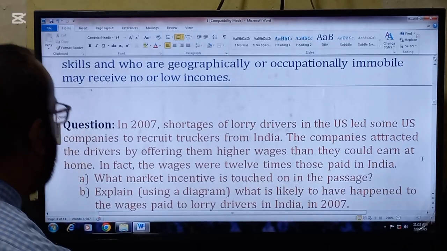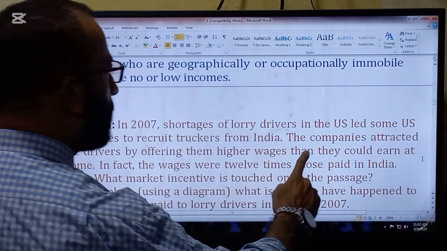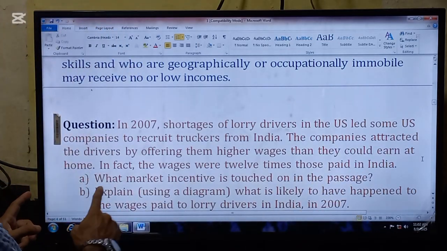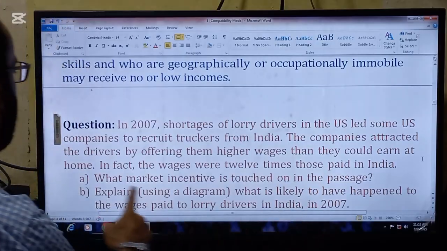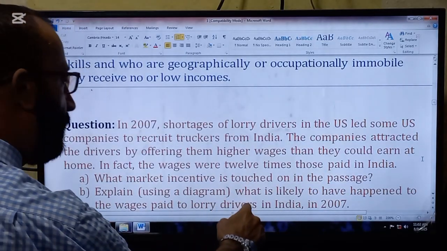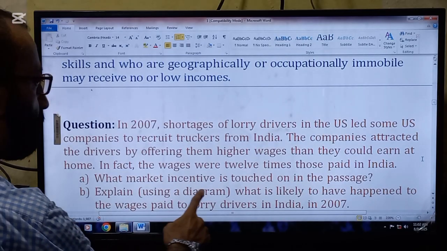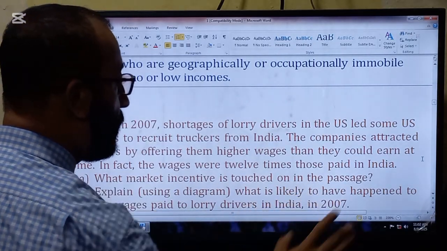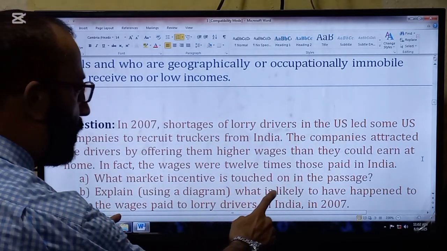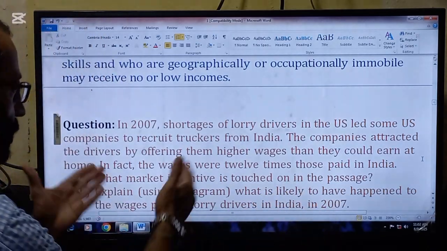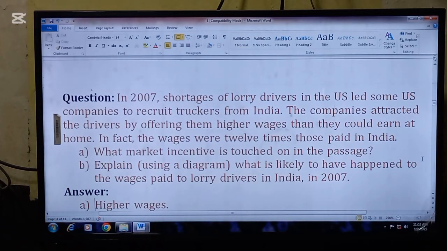Here is a question. In 2007, shortages of lorry drivers in the US led some US companies to recruit truckers from India. The companies attracted the drivers by offering them higher wages than they could earn at home. In fact, the wages were 12 times those paid in India. Part A: what market incentive is touched on in the passage? So definitely higher wages is the incentive.